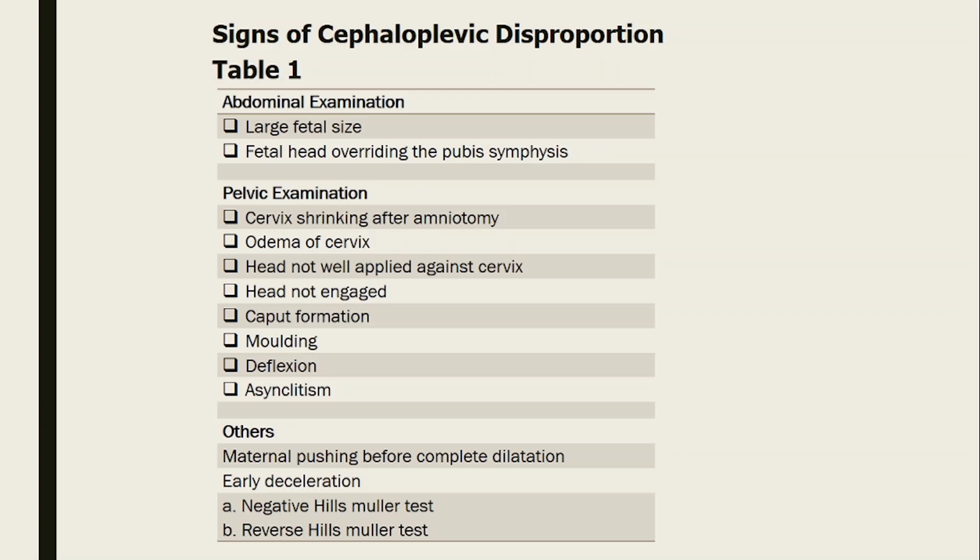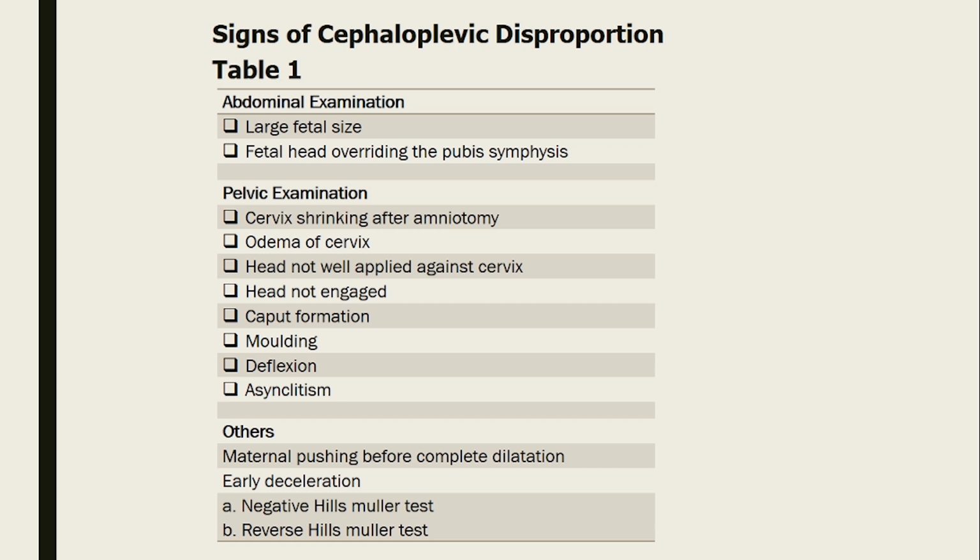That shows that there may be a problem, one of the early signs of CPD. Head not well applied against cervix. If the head is high and the cervix is far away, the cervix will not dilate. So head not well applied against the cervix is an early sign. Head not engaged, the same thing. Caput formation, molding, deflexion, and asynclitism.